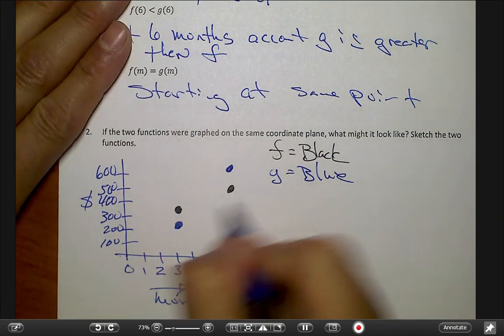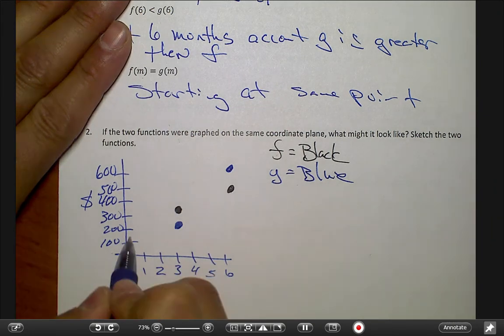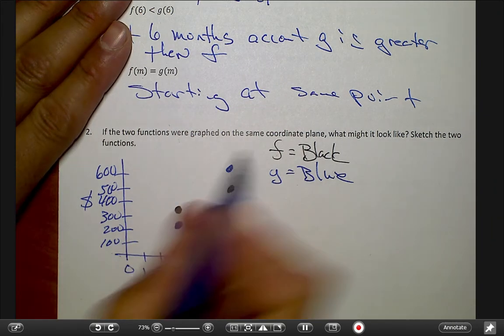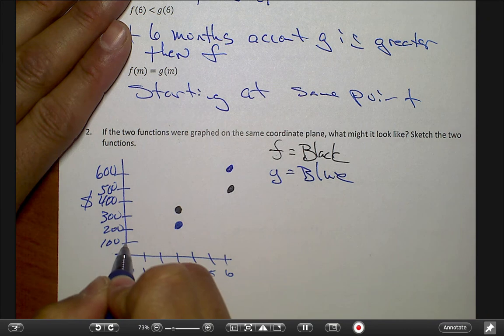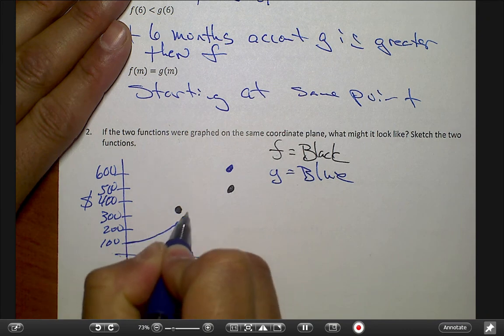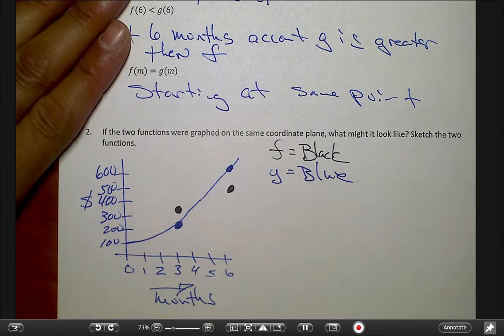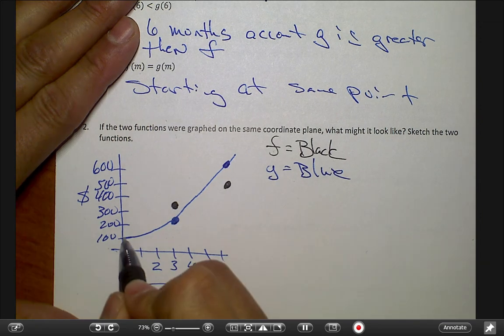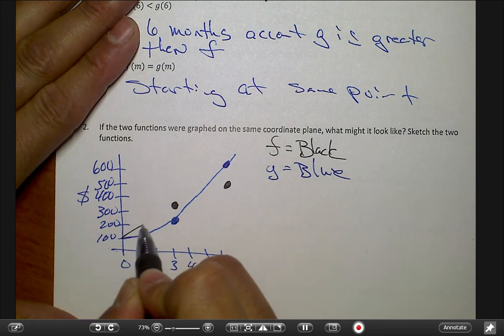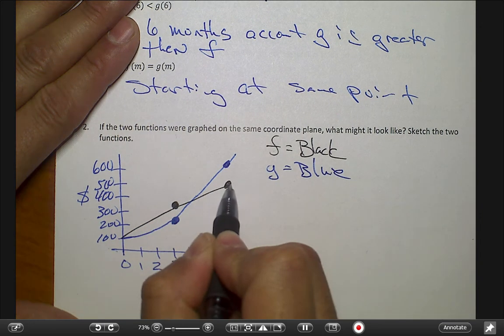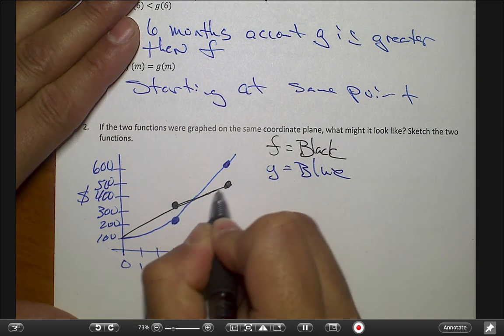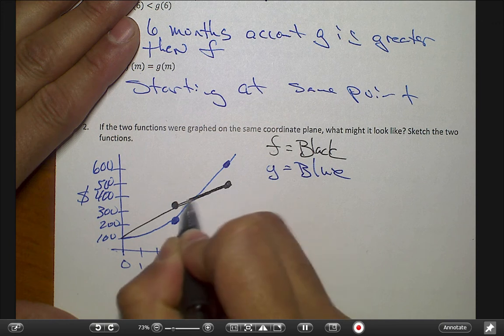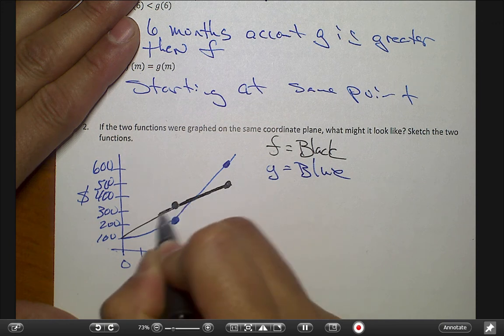Now, I'm just going to connect the dots. We're starting at the same point, so I'm going to say that they're going to start at 100. Draw a line there. And now for this one, starting at the same thing, right here. So you guys could actually see what this is doing.